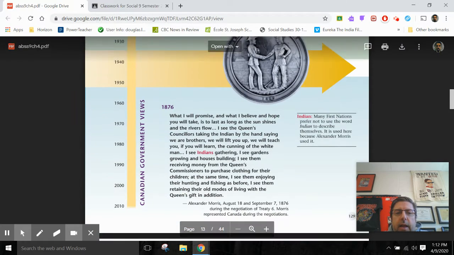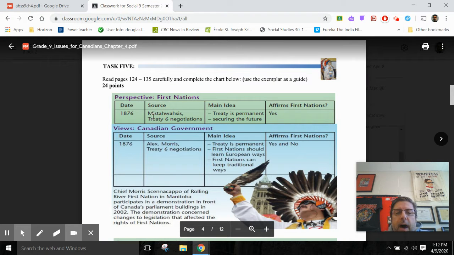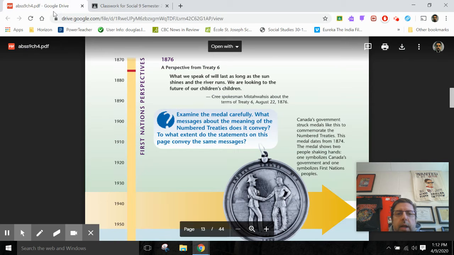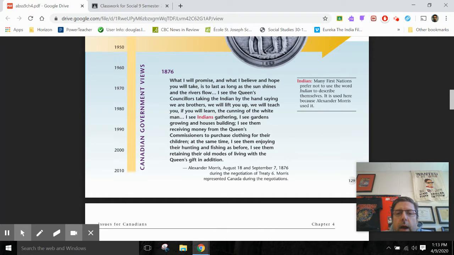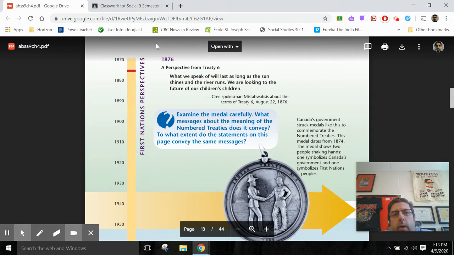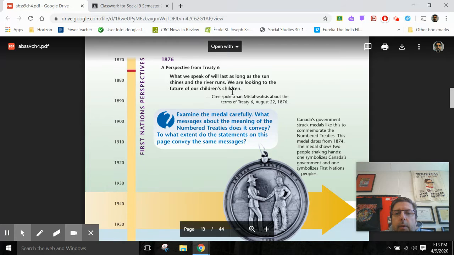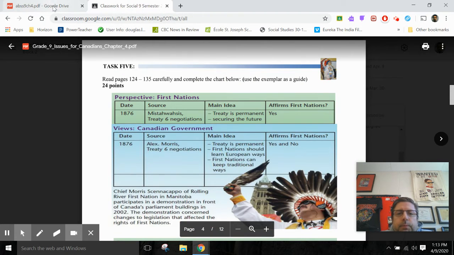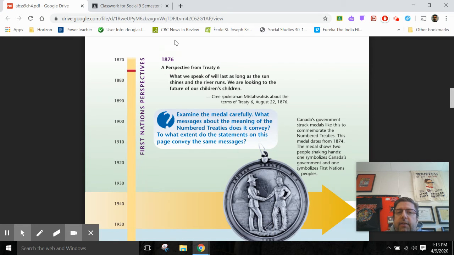1876 and 1876, you'll notice that that exemplar is provided for you. You will read the First Nations perspective on top, and then the Canadian government perspective on the bottom. You go through it and you need to answer a few questions. What's the source of the first perspective, the First Nations perspective? And that would be the Cree spokesman, about the terms of Treaty 6 in August of 1876.